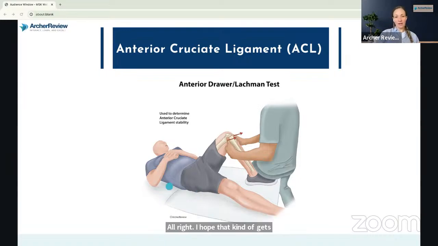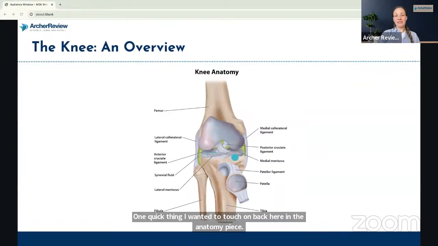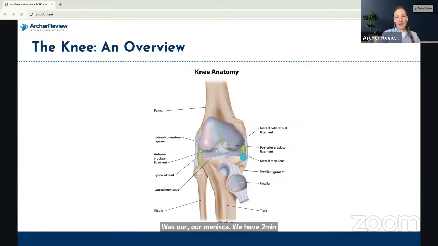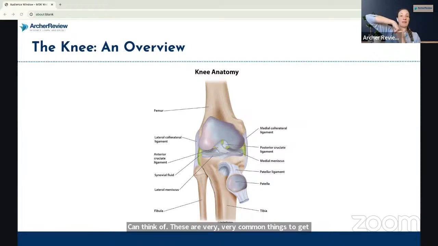One quick thing I wanted to touch on back in the anatomy piece was our menisci. We have two menisci, crescent moon-shaped little discs that sit here. They really help absorb shock between the femur and the tibia, like a cushion in there. These are very common places to get tears with that stop pivot, okay? And oftentimes we can have multiple things torn during an injury.